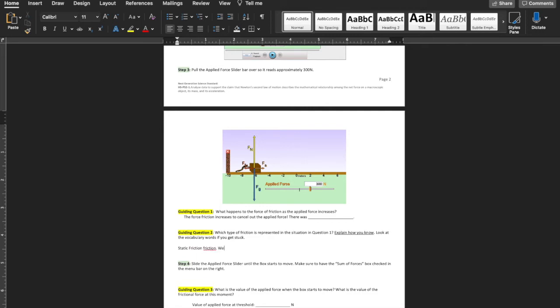And so we know that it is static friction because there's no movement. Kinetic friction, which is our second type of friction, is when there is movement.